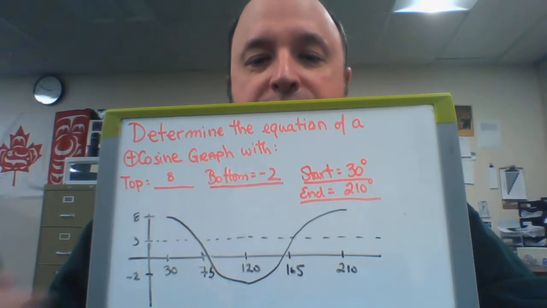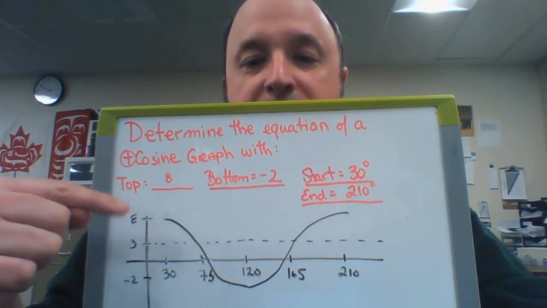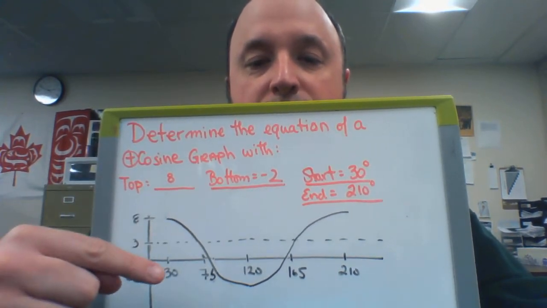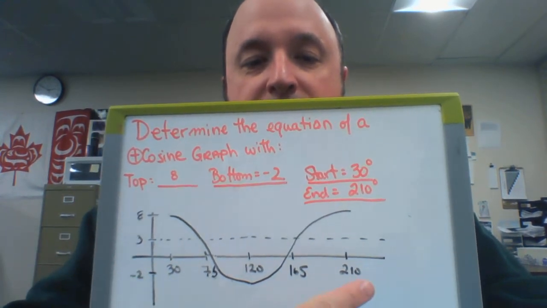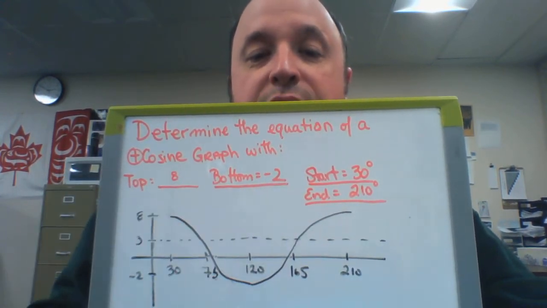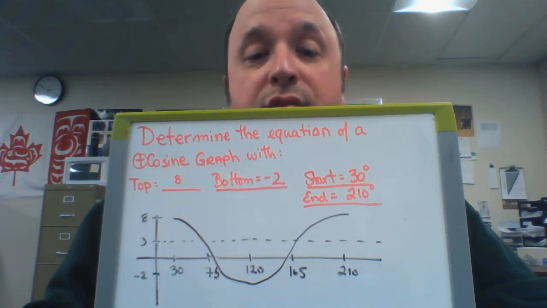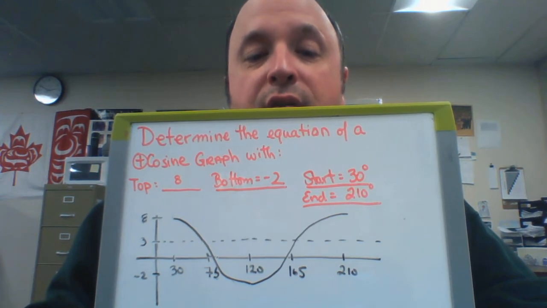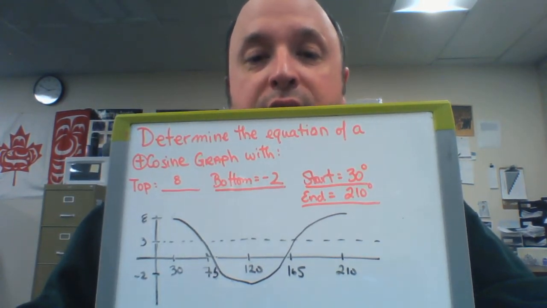All right, so let's say we got this graph looks like this, and I can find this top, right? This top is 8, bottom is -2, right? It starts at 30, and it ends at 210, right? So this would be like the first iteration of the graph, and I'm asking you to write its equation. Okay, so I'll set up a t-chart, and we'll just keep these numbers up at the top kind of in mind when I go to the next slide.